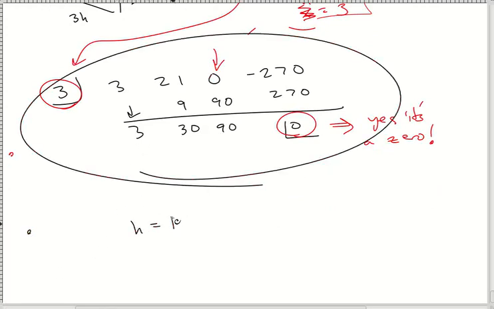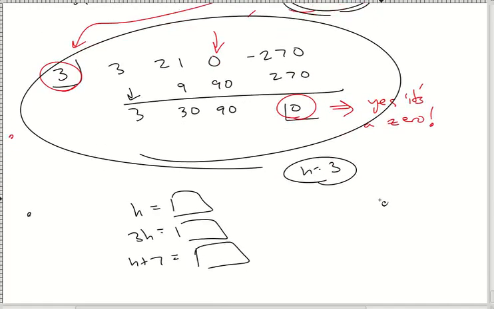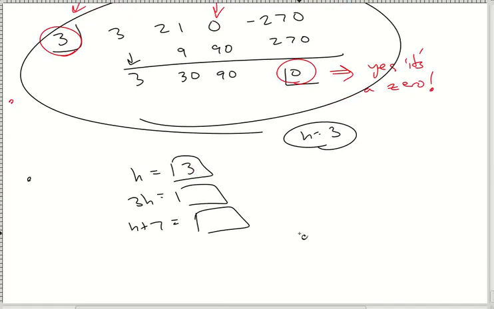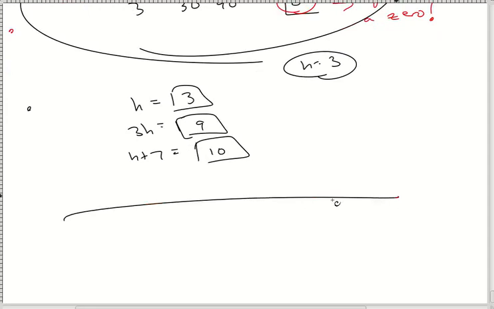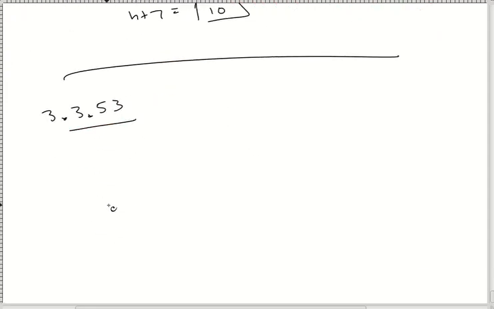And then they have h is equal to, 3h is equal to, and h plus 7 is equal to. Well, if h is equal to 3, which we just confirmed, you put a 3 right there. Wow, that was nice. 3 times 3 is 9. And guess what? 3 plus 7 is 10. Okay, great. Last problem. That was my slow clap.